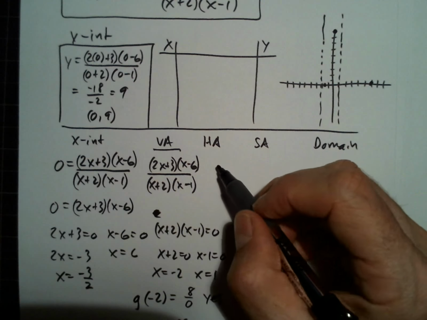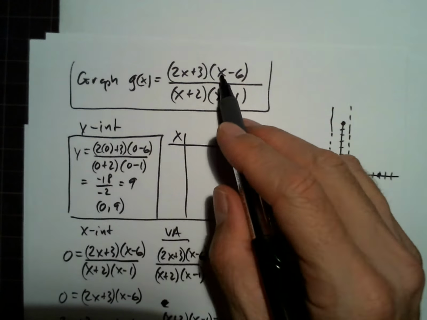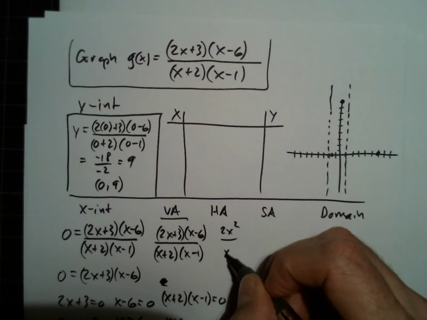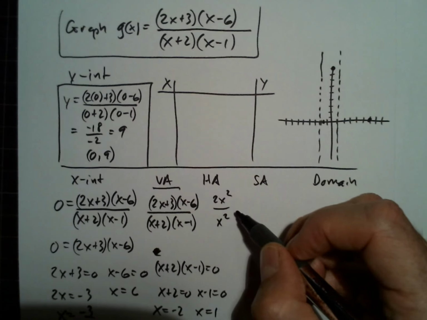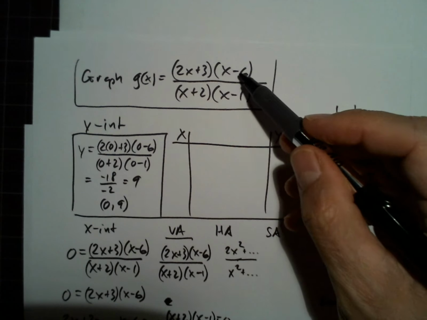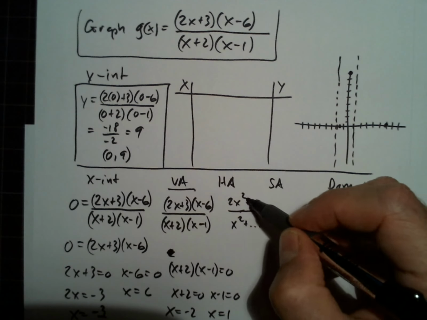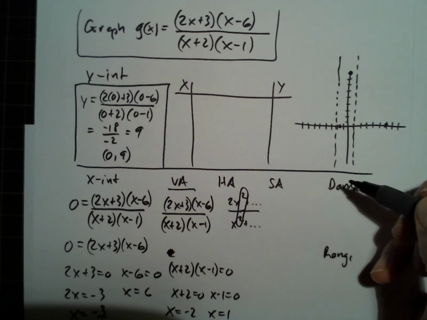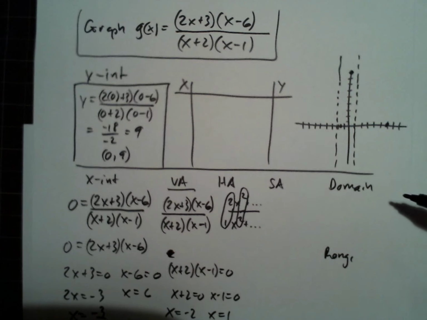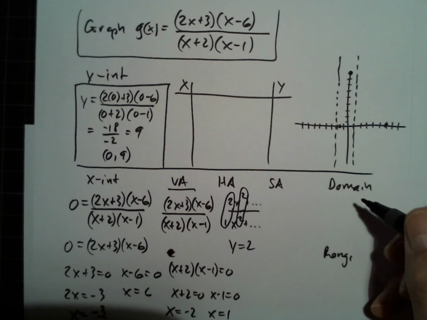All right, horizontal asymptote, we compare the degree 2x squared over x squared. There are other terms in the numerator and denominator, but we don't care. We're just looking at the exponents. They are equal, so we take the coefficients. So we have y equals 2 is the horizontal asymptote.